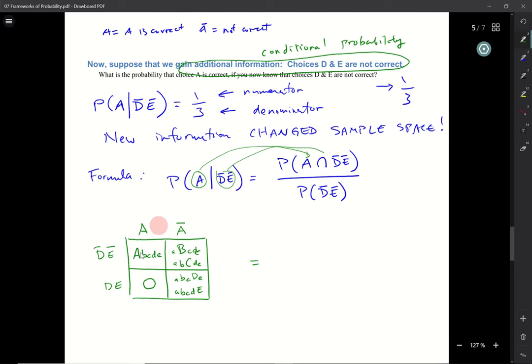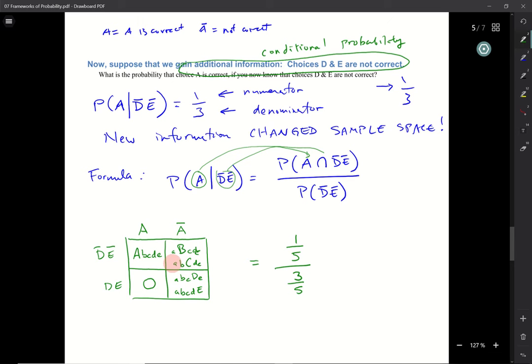A and DE would be this intersection, right? So it's actually 1 out of 5, right? And what we want to divide by is this DE. So what's the probability of this DE? There's 3 of them in not D, right? If D is not correct and E is not correct, then either A is correct, B is correct, or C is correct. And so that's actually 3 out of 5.